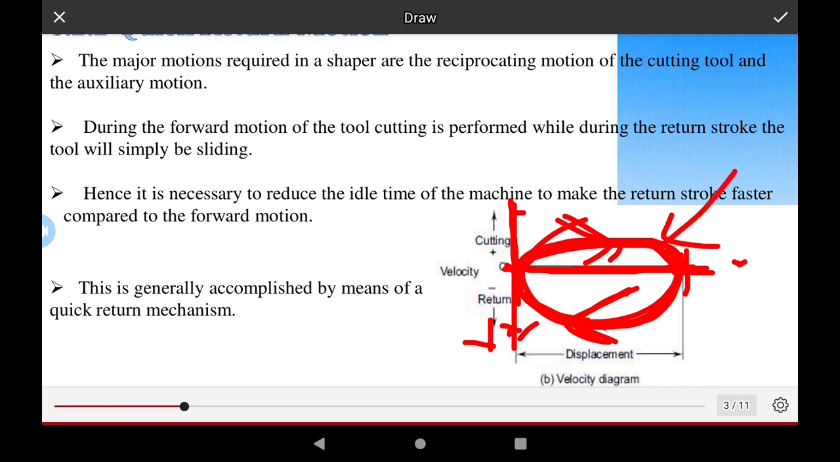During the forward motion, this is the forward direction of the tool. Cutting is performed as the tool moves in the forward direction. The forward stroke cuts the metal in this cycle of motion. While during the return stroke, the tool also returns. This is the return stroke. The return stroke of the tool does not cut the metal, so it is idle time.